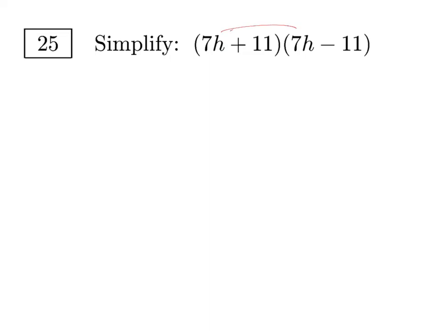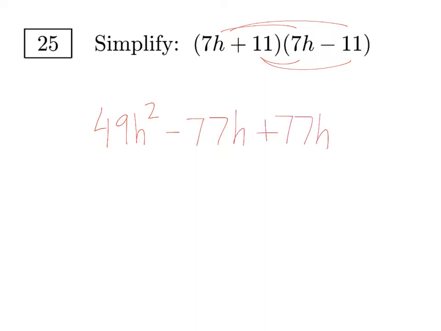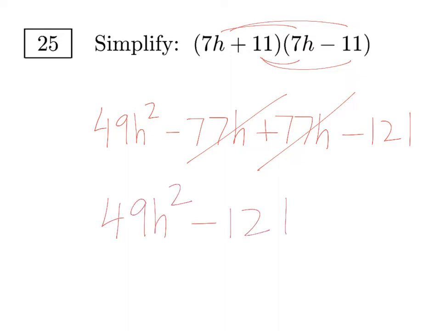Alright, here we're going to FOIL. So I have 49h squared. Then I have minus 77h, just take your time, plus 77h minus 121. So these cancel. I'm left with 49h squared minus 121. Done.